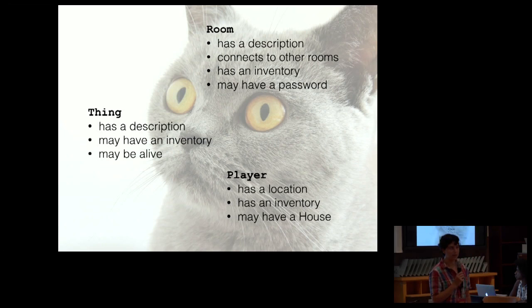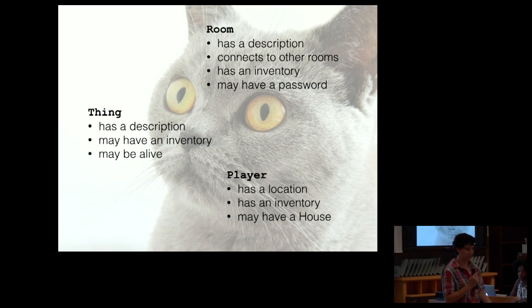The problem is that even in the unfinished game, there's huge variation of behavior among these three core types. Take things, for example. The cat isn't really a player because it doesn't have dialogue. It's definitely not a room. So okay, what's left? Thing. All right, the cat is alive, which makes it different from all of the other things I have in the game so far, like a wand and a broom. And now there's this cabinet, which can contain other things, so it has an inventory. The cat can't do that. The wand can't do that.